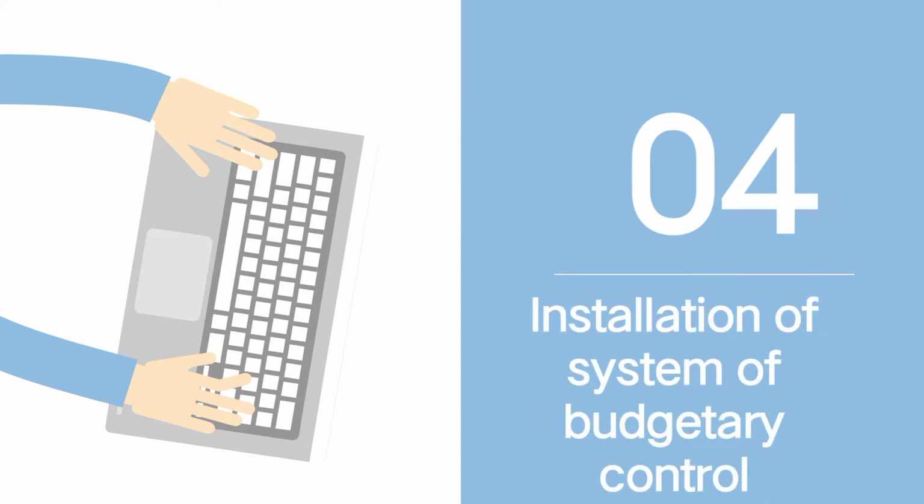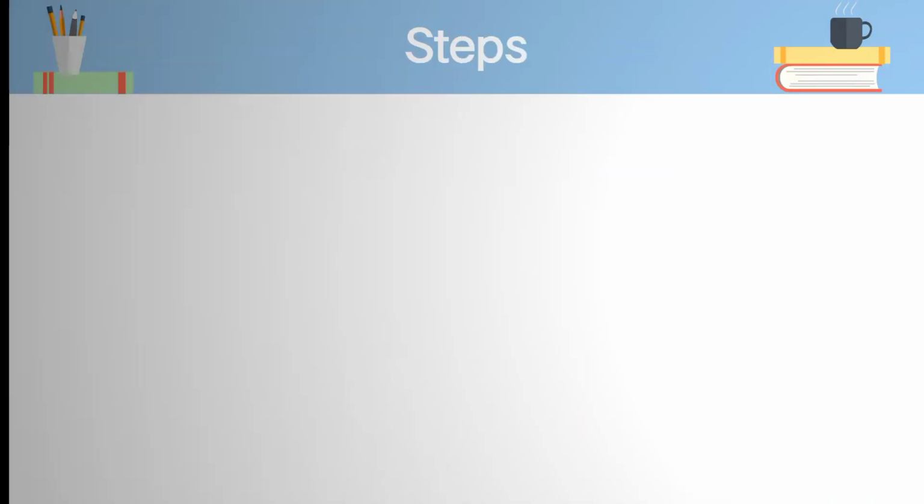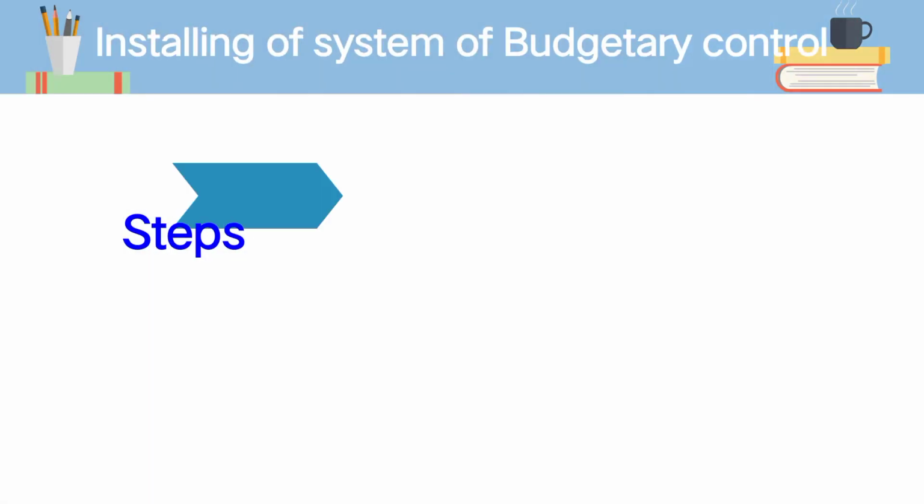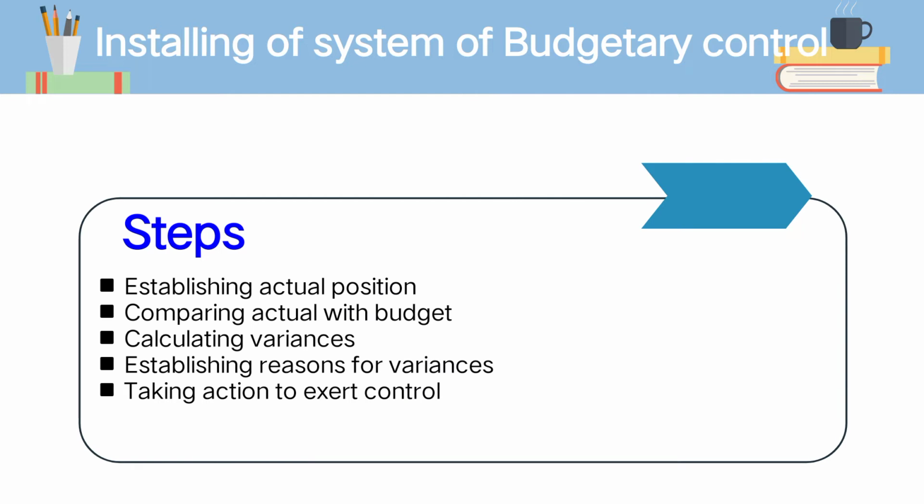And the fourth one is installation of system of budgetary control. There are 5 steps in it. And they are: first, establishing actual position; second, comparing actual with budget; third, calculating variances; fourth, establishing reasons for variances; and the final one, taking action to exert control.